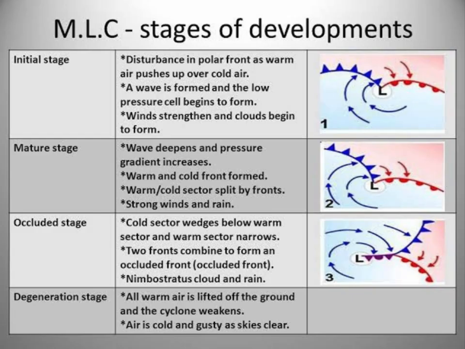Okay, so this image highlights the various stages of the cyclone's life cycle, showing the positions of the warm and cold fronts at each phase. The arrows illustrate the airflow, while cloud symbols represent areas of precipitation.